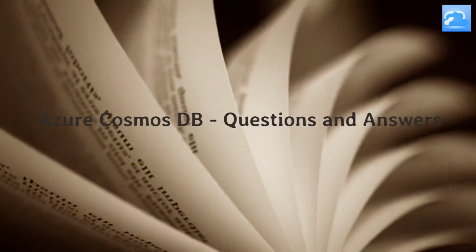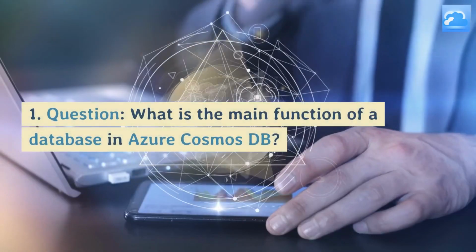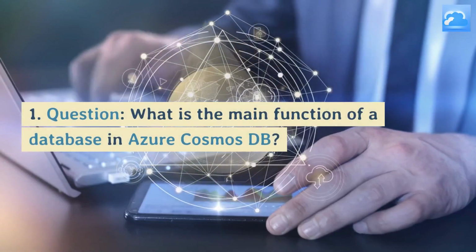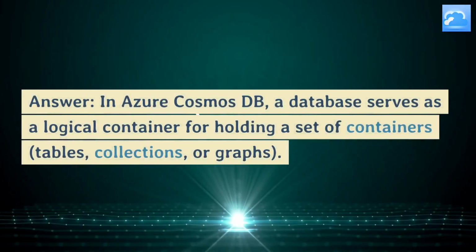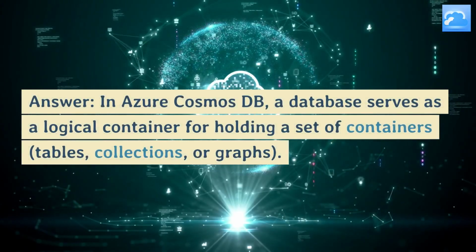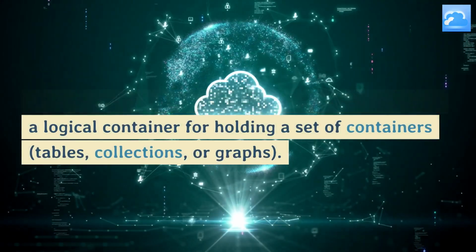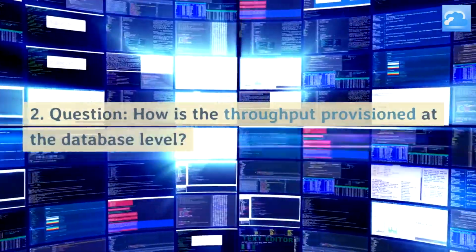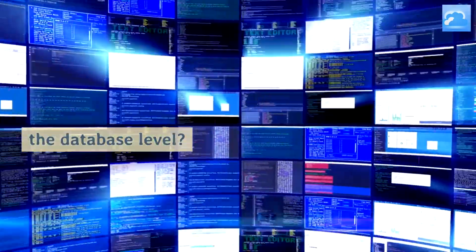Azure Cosmos DB, questions and answers. 1. Question: what is the main function of a database in Azure Cosmos DB? Answer: in Azure Cosmos DB, a database serves as a logical container for holding a set of containers, tables, collections, or graphs.